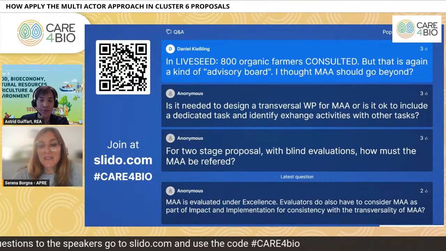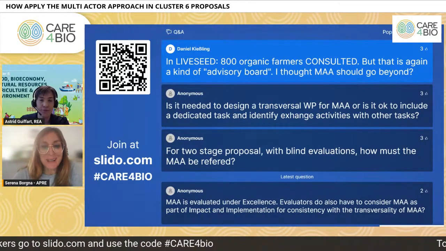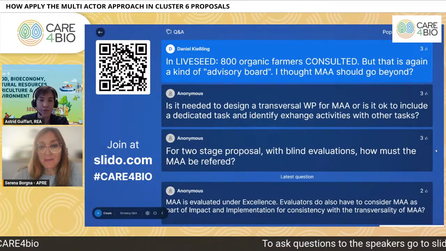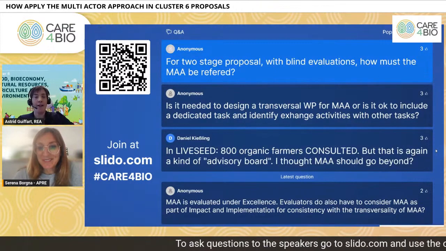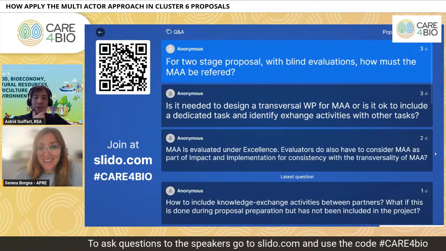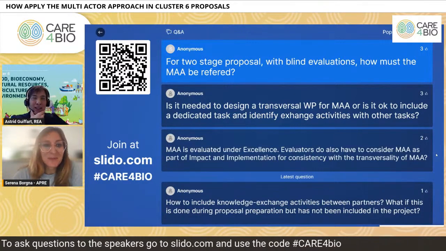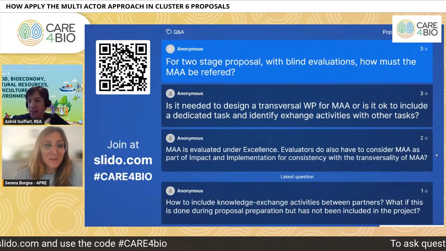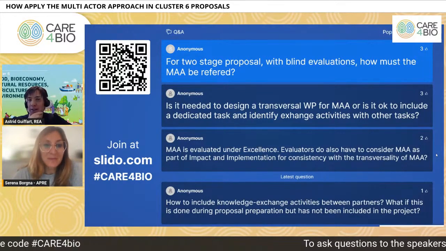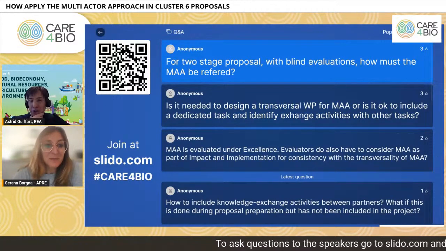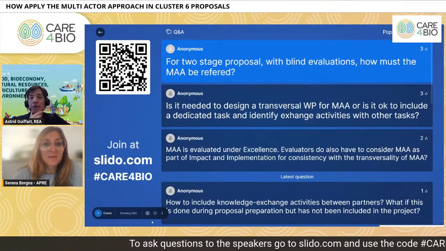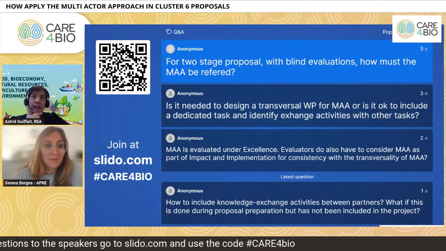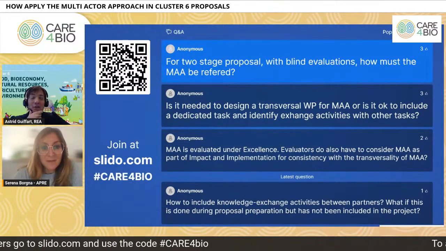Now there is a very interesting question about the two-stage proposal with blind evaluations: how must the multi-actor approach be referred? I'm not so experienced in the blind evaluation. Anyway, I understand the proposal is evaluated in blind evaluation in the first stage. So in the first stage, you only have information about excellence and the first criterion of impact. A very difficult question.